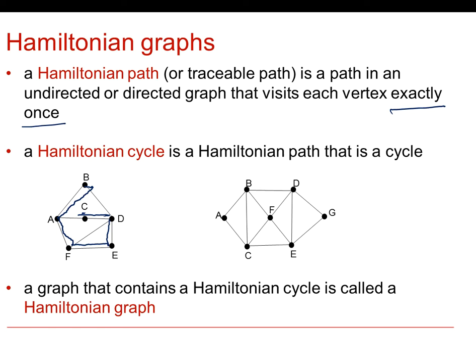However, on the right-hand side diagram, we could, for example, start at A and travel to B, and then D, and then G, E, go to F, and then to C, and then to A. So you can see that that is an example of a Hamiltonian cycle. And a graph that contains a Hamiltonian cycle is called a Hamiltonian graph.